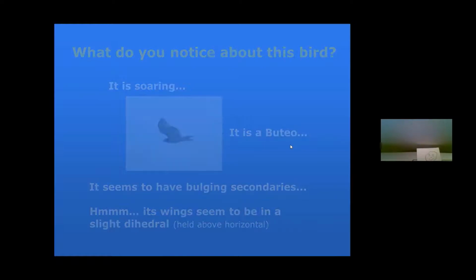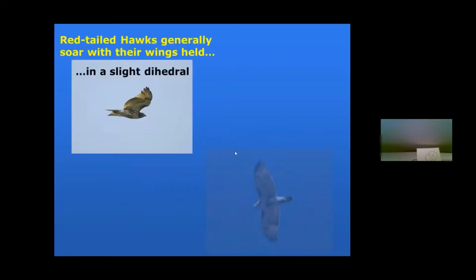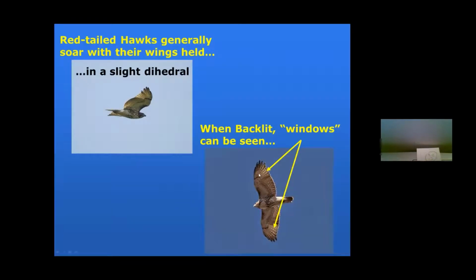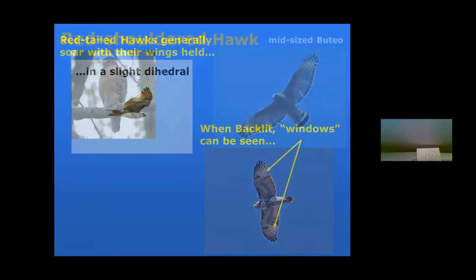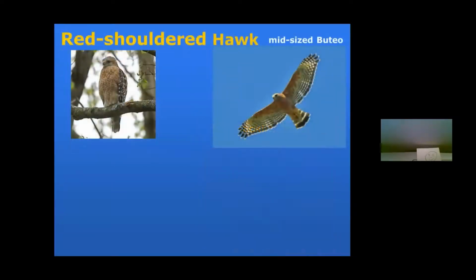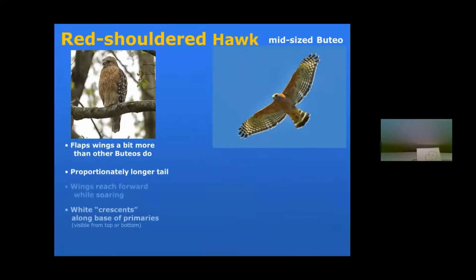So red-tailed hawks generally soar with the wings held in a slight dihedral, and then when they're backlit, as I said before, you can see the squarish to rectangular type windows, which you say, well, you see that bird, and maybe it's a silhouette where you can't really see the body really well, so this is all dark in here. Well, if you see windows that shape, it's not a red-shouldered, and I'll tell you why in a second. Because we're going to talk about the red-shouldered hawk now. It's one of the most beautiful birds, I think, that we have in our area.